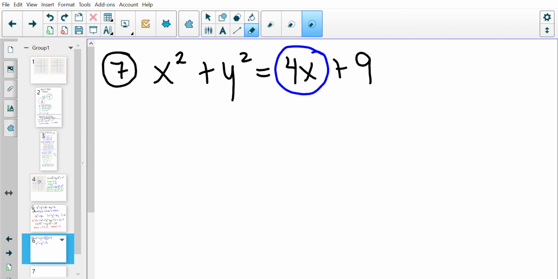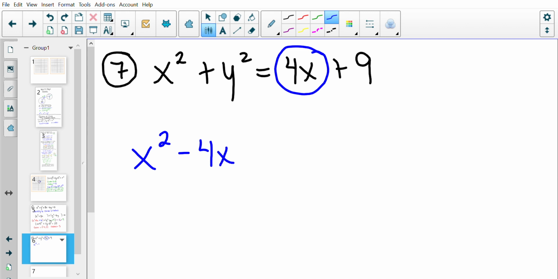So what are we going to do? We are going to have to subtract that 4x over to put it with the x's. So we're going to have x squared minus 4x. We'll still keep the y squared with them, and that's going to equal 9. I'm going to keep the 9 on the right side. Any loose number we have, by loose number I mean a number without a variable attached to it, we're going to always keep it on the right side or the opposite side of whatever the variables are on.